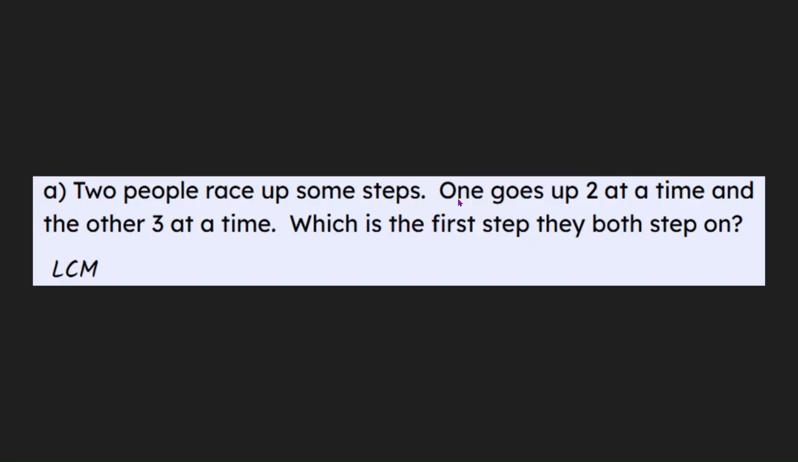Okay, so for A, 2 people race up some steps. One goes up 2 at a time and the other 3 at a time. Which is the first step they both step on? This will be the lowest common multiple, right? Our answer will be bigger than our base numbers. So we need to find multiples, bigger numbers than our base.